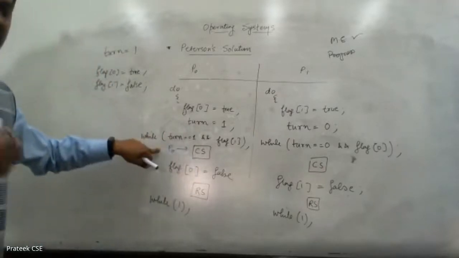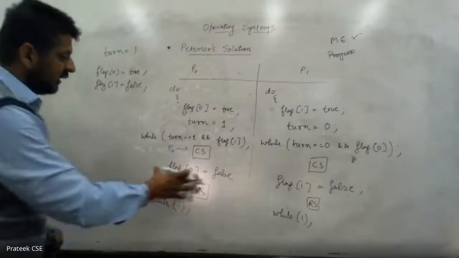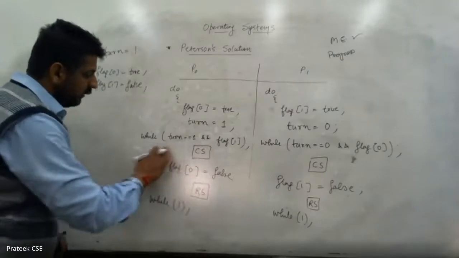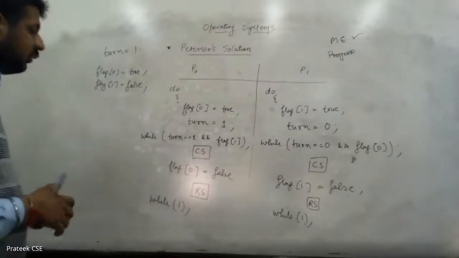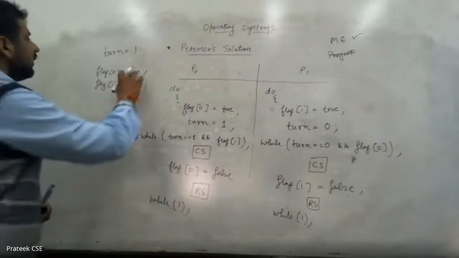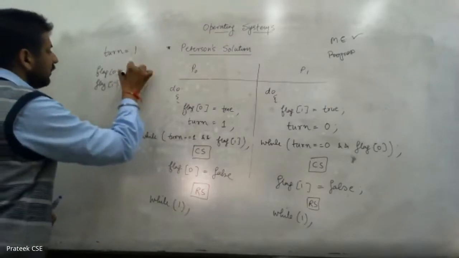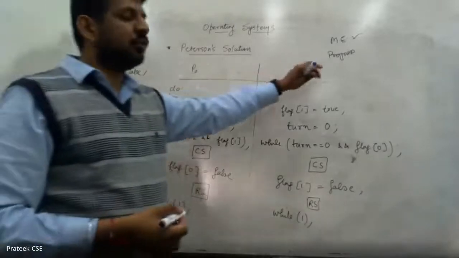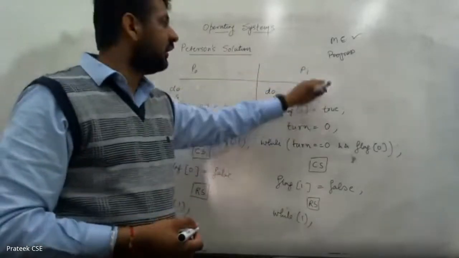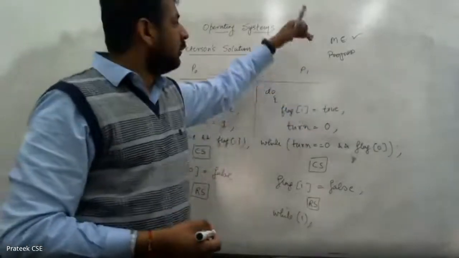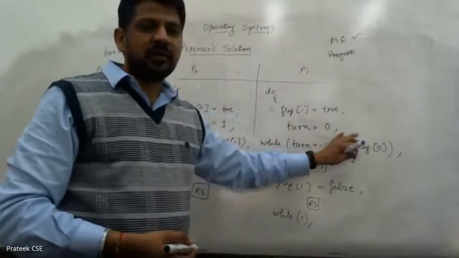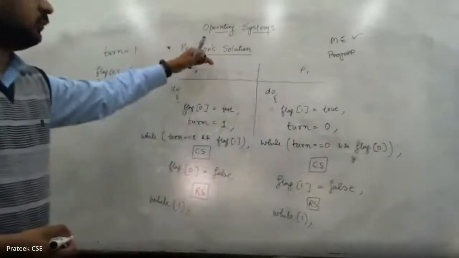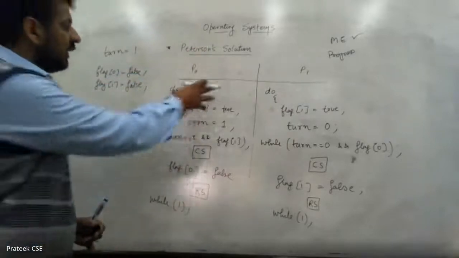अपनी अपडेशन करने के बाद P0 एग्जिट कर जाएगा, तो जैसे ही P0 एग्जिट करेगा तो फ्लैग ऑफ 0 की वैल्यू को फॉल्स सेट कर देगा. तो भाई फ्लैग ऑफ 0 की वैल्यू को फॉल्स सेट करके P0 विल एग्जिट. नाउ P1 को उसने बोला कि P1 कैन एंटर द क्रिटिकल सेक्शन बट ड्यू टू सम रीजन process P1 is not interested to enter the critical section. Now after some time P0 again wants to enter the critical section.